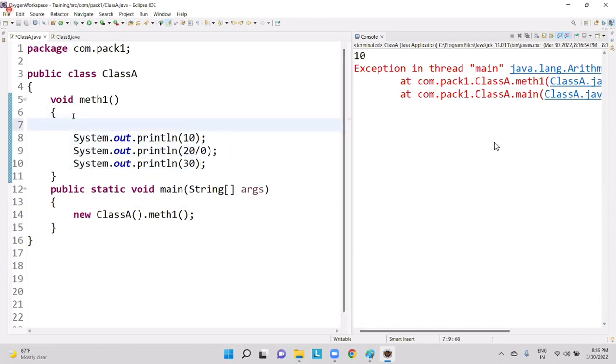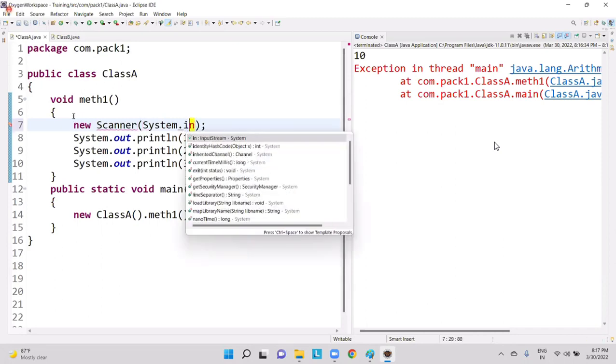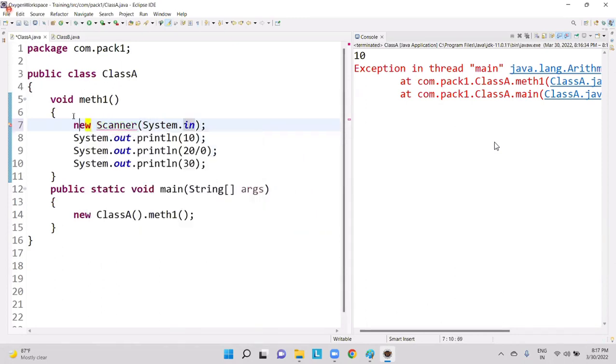Now, for example, let me take input from the user. If I want to take input from the user, which class do I need to use? Scanner class. Very good, Suma. I'm impressed. Okay, Scanner, new Scanner, and here I'm writing System.in, and let me have a reference sc equal to new Scanner.